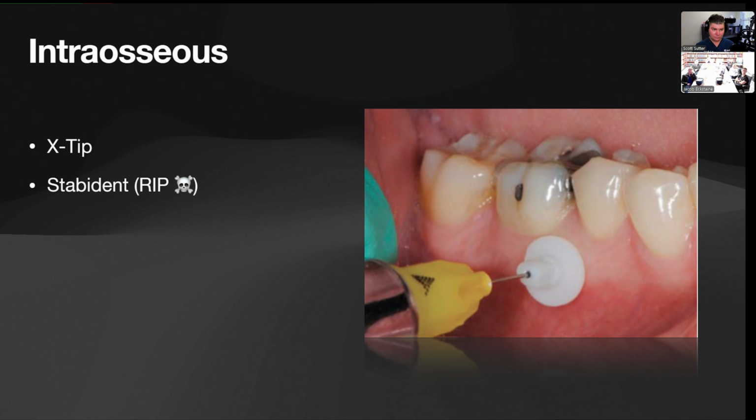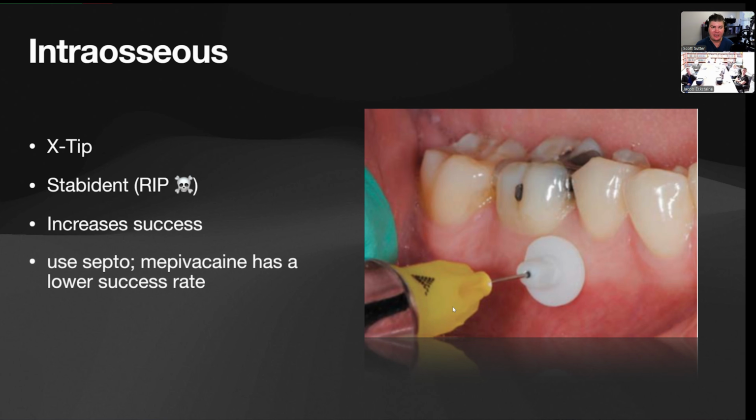Now, when we give this injection, it has a very high chance of success because, like I said, you're bathing the entire tooth in anesthetic around that medullary bone. It works extremely well. You do have to be careful with where you're giving this injection because you want to avoid the roots. They say that you can't get it to go inside the roots. I have proved that wrong, so don't be like me. Make sure you get that in the right spot.